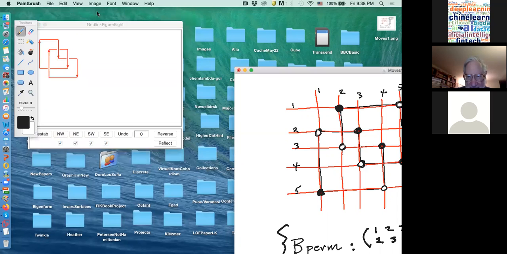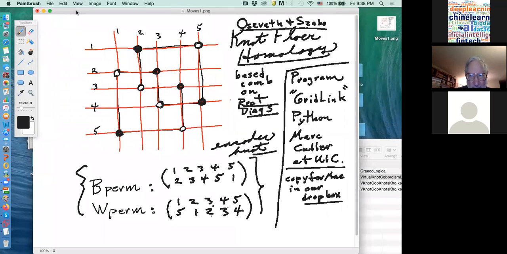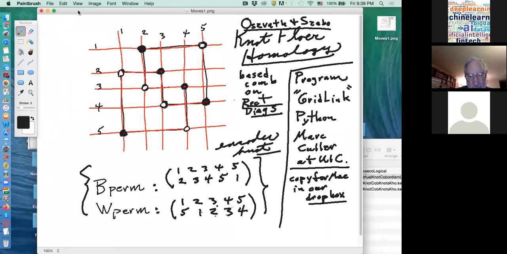All right. Well, that's my introduction to the grid link, the Dynnikov rectangular diagrams. Any questions before we go on to something else? Okay.